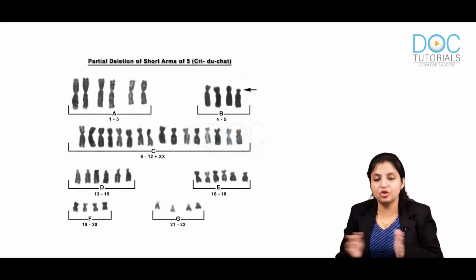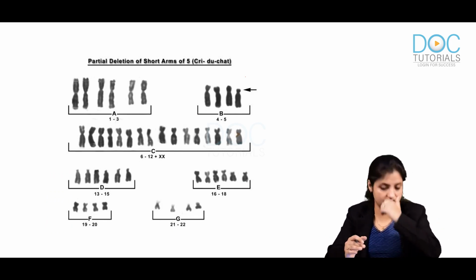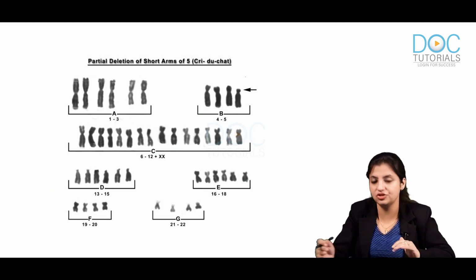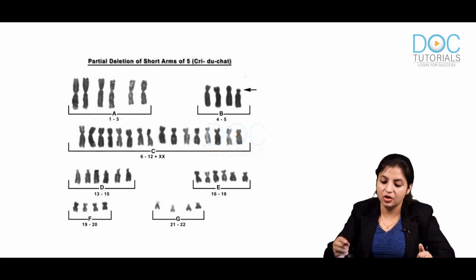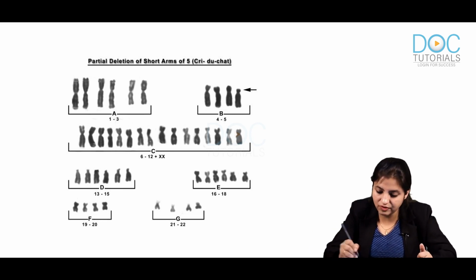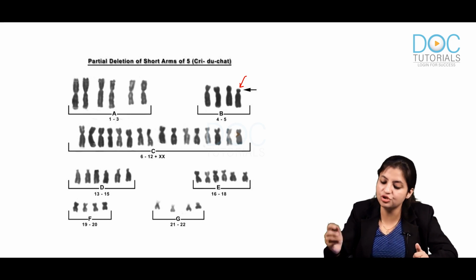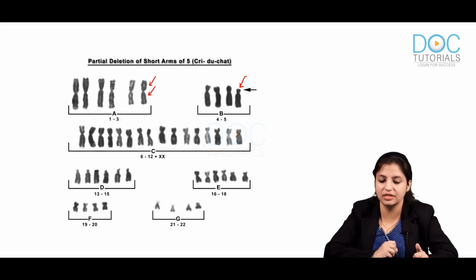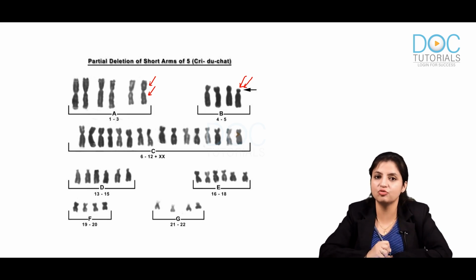Chromosomes can be arranged in different sets: A, B, C, D, E, F, G. That's easier to manipulate and check them according to that. Look at the chromosomes. In group B, it is chromosomes 4 and 5. Here you can see that in 5th, the short arm is partially deleted. Normally you should have both short and long arm together, like this, short and long. But here there is a partial deletion of the short arm of chromosome 5.